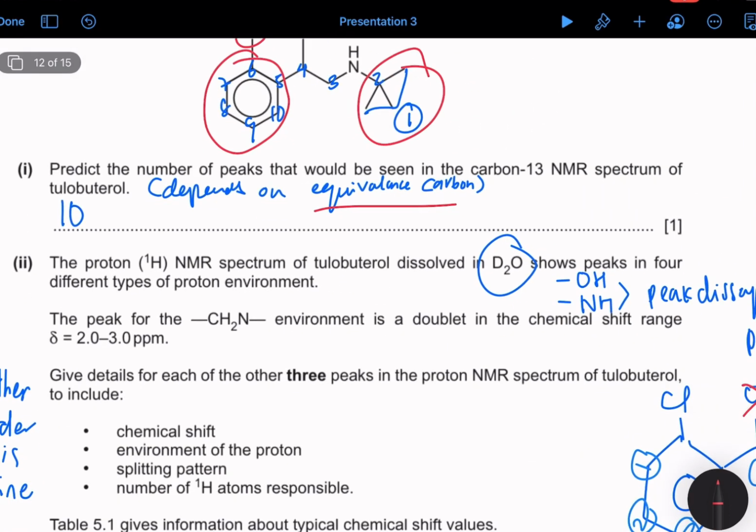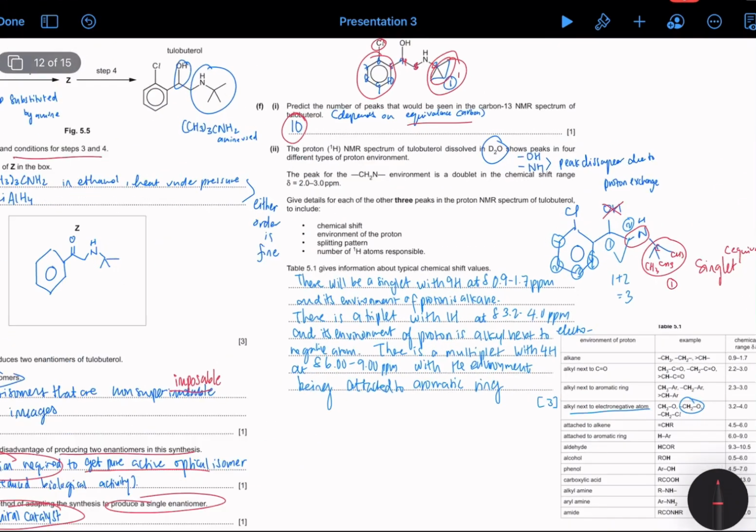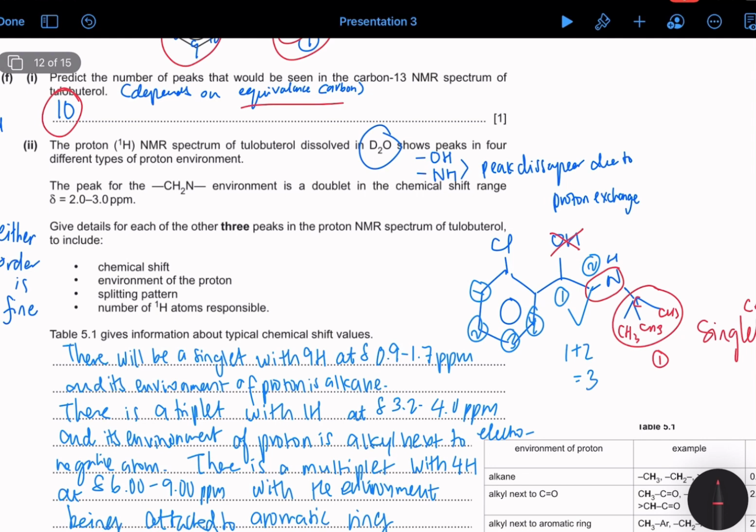Alright, so the total number of peaks again, these are all the same. So 1, 2, 3, 4, 5, 6, 7, 8, 9, 10. So the total is 10. Alright, the proton NMR spectrum of 2-lobutyrol dissolved in D2O shows peaks in 4 different types of proton environment. Alright, the peak for the CH2N environment is a doublet.